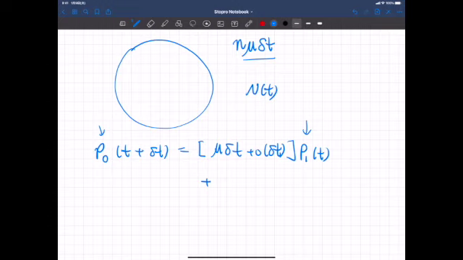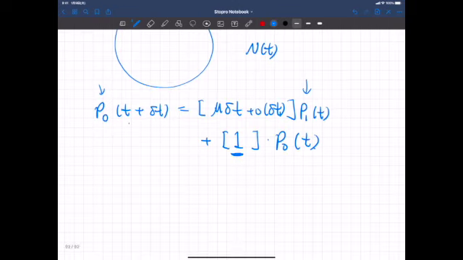And another possible scenario is that there was already no one in the population at time t, so nothing happened. If there are no individuals at time t, then with probability 1, in the next instant the population size is also 0, right? So this is probability 1. And if there are n individuals, where n is greater than 0, at time t plus delta t, then there are 2 scenarios.